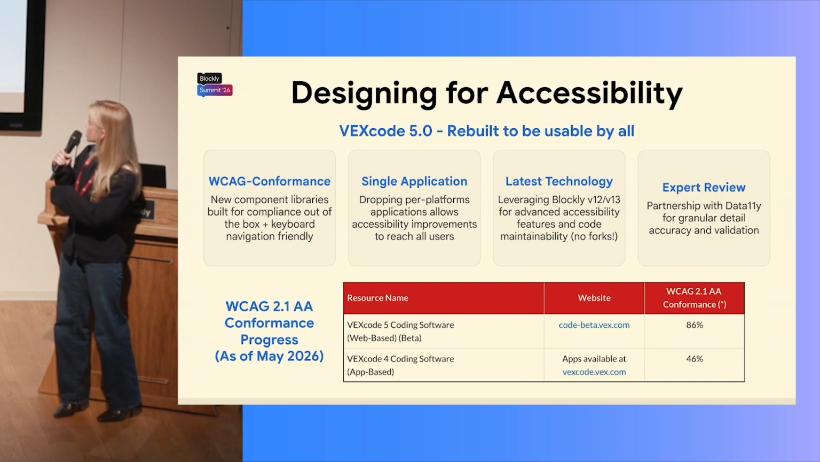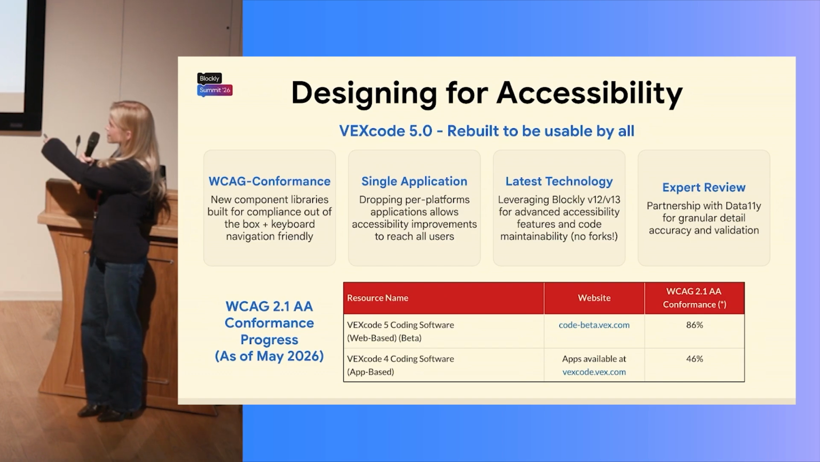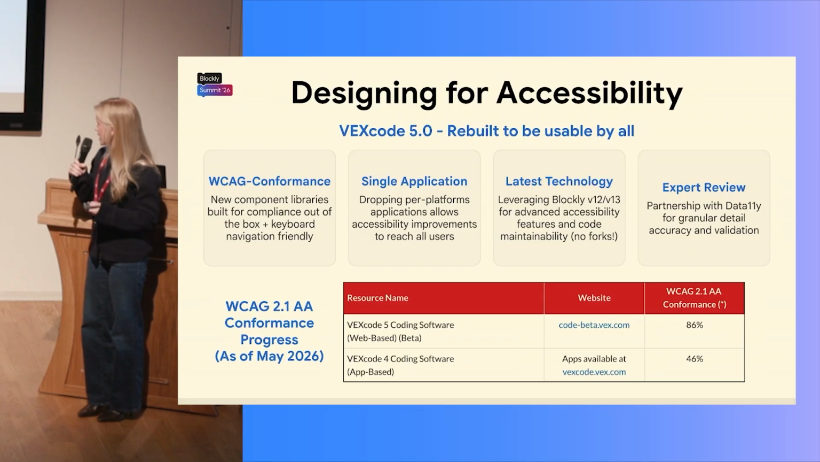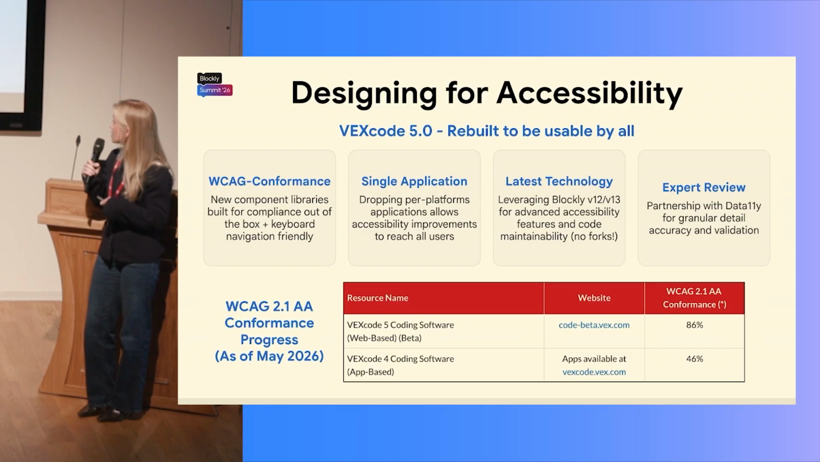So now you'll see here this image, which thankfully it is showing, so that's great. VEXcode 5 coding software, it is in beta, but we're so happy that we can now report 86% conformance for WCAG 2.1 AA and our VPAT, and we're only working to improve that more. Where we started with VEXcode 4 was only at 46% conformance, and to be honest with you, in my eyes it was at 0 compared to where we're at now. So we're really proud of the effort and the work that it has taken.